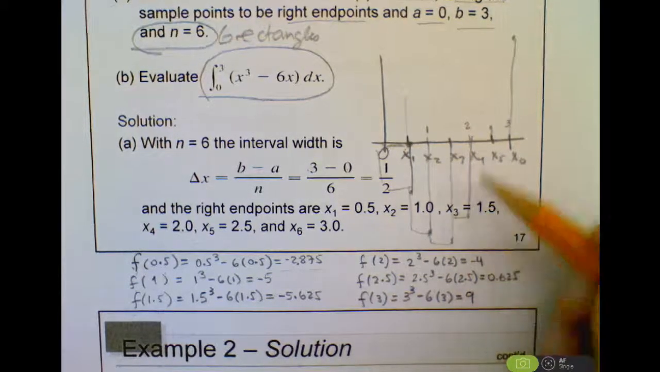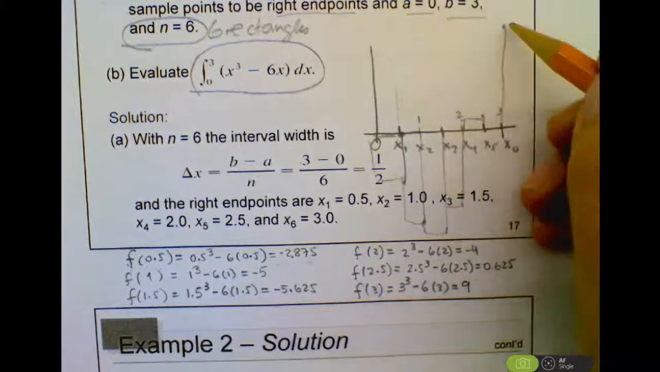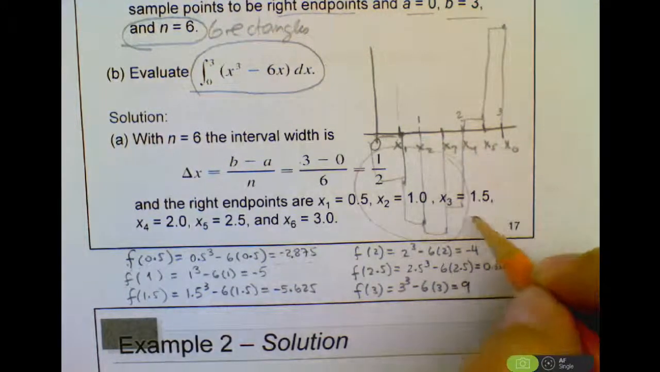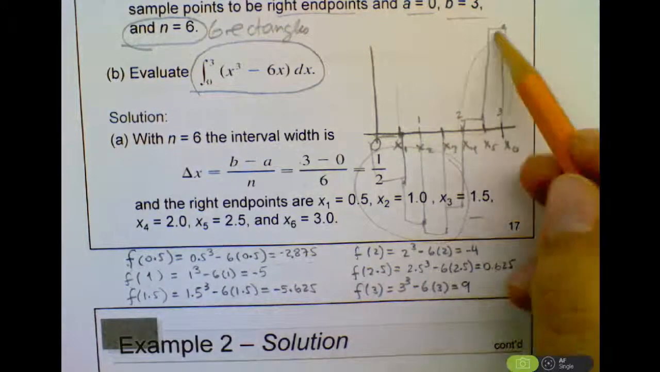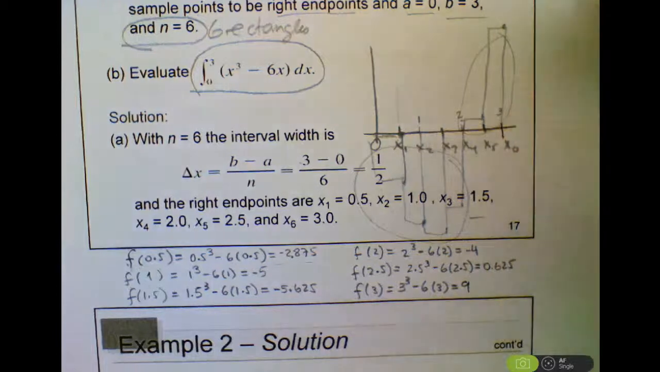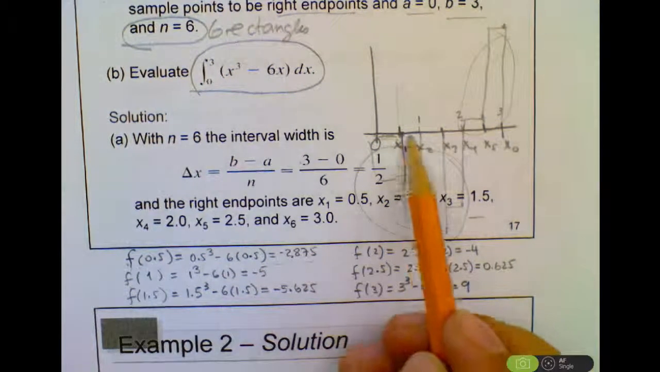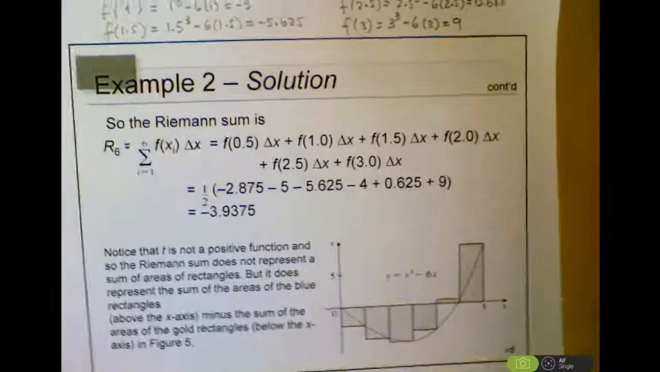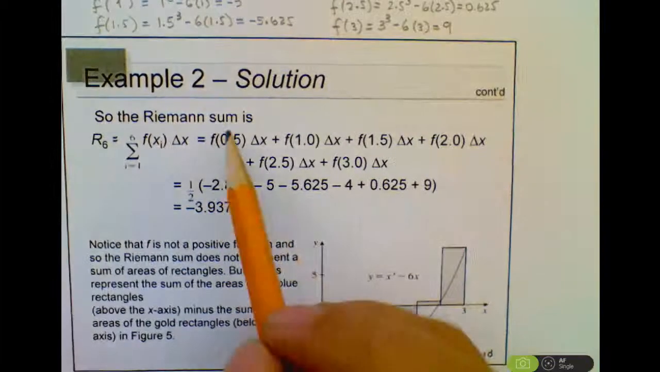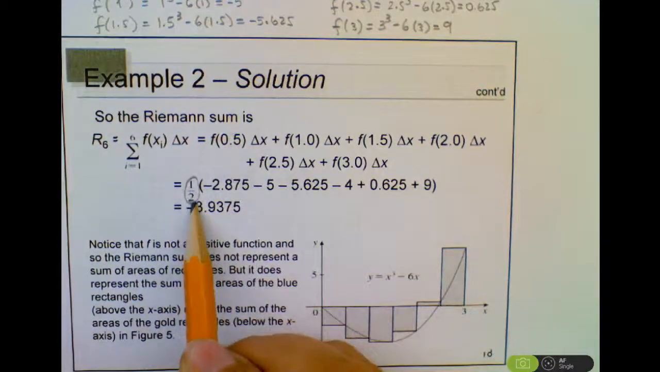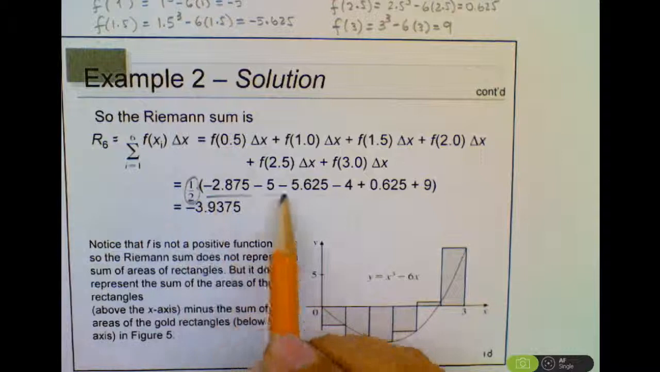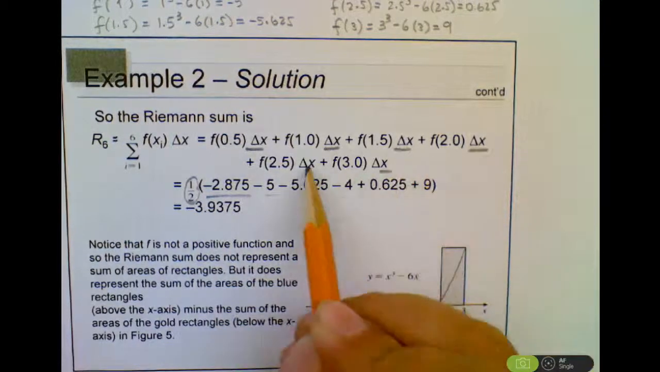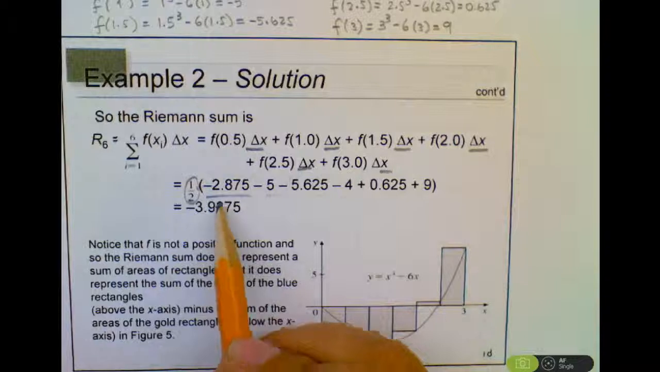Some rectangles are below the x-axis, and those are the ones that are going to be counted as negative, and these ones are the ones that are going to be counted as positive. Since the base of each rectangle is the same and equal to 1/2, then the Riemann sum is going to be simply 1/2 times the sum of all the heights, because the base is the same for every rectangle, so I'm just factoring it out.